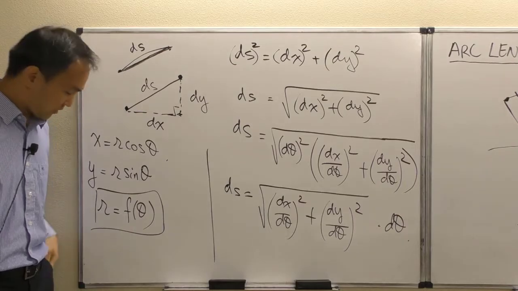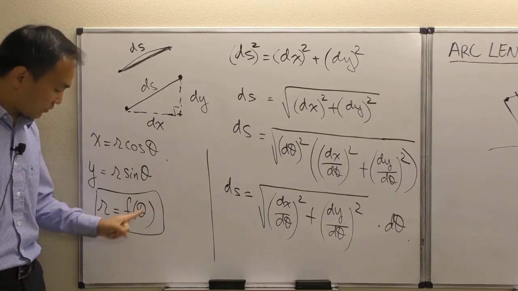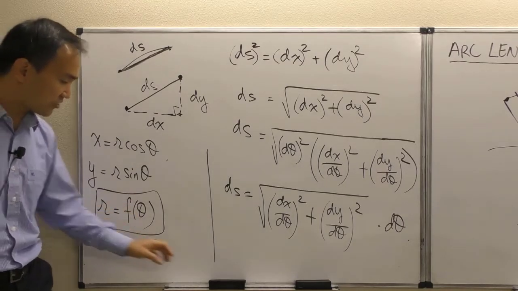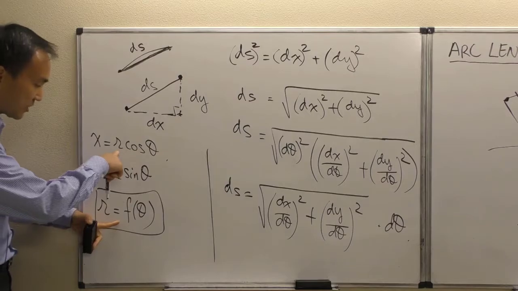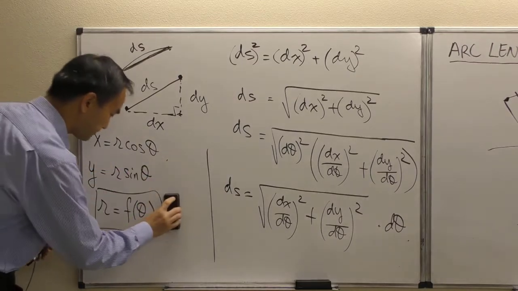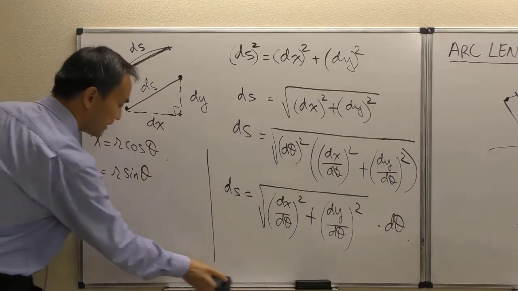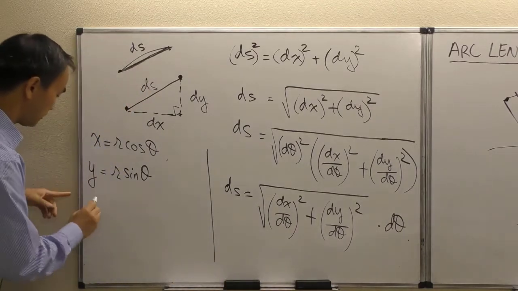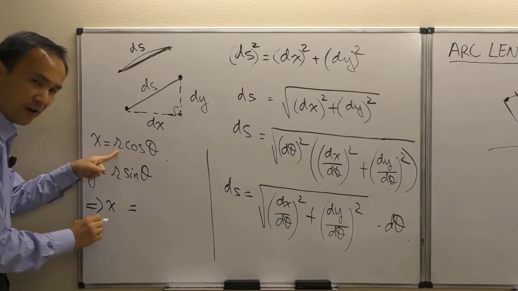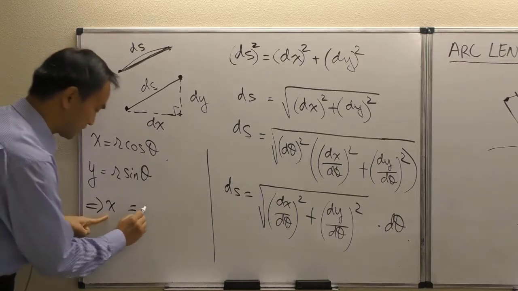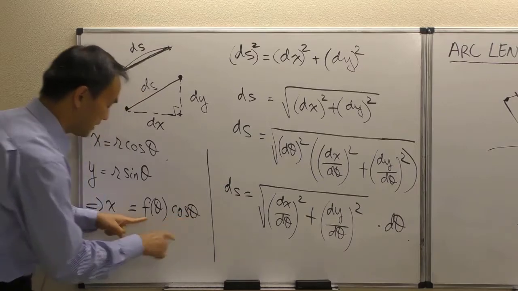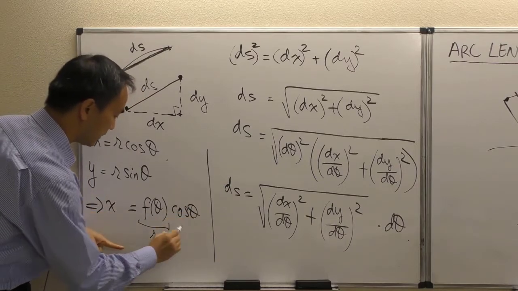And so I can take that. According to this relationship, r equals a function of theta, we can take this relationship and substitute it back into each one of our x and y coordinates right here. Consequently, x here, since r is a function of theta, can be re-expressed as f of theta, a function of theta, times cosine theta, because this is the radius and this is cosine of theta.